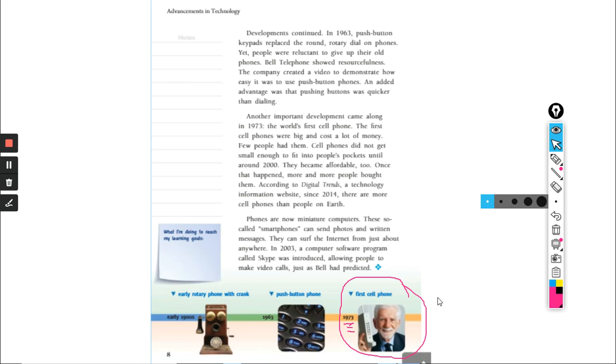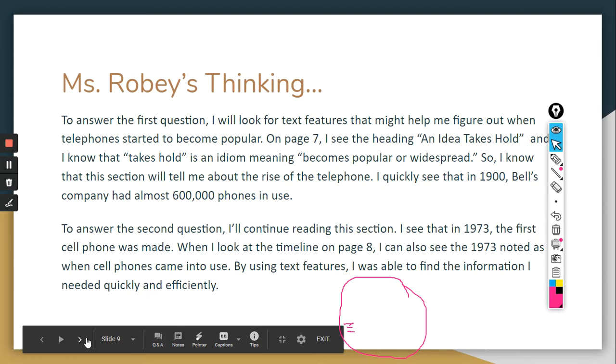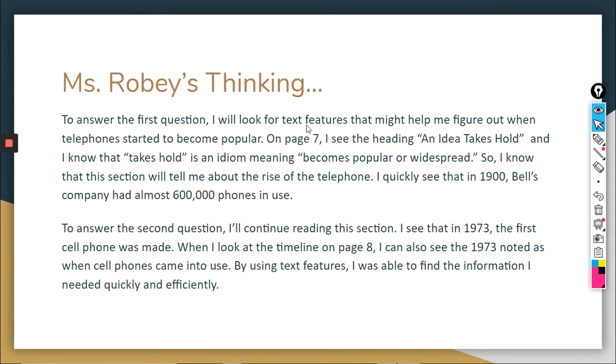When did cell phones start to become popular? So by using those text features, Miss Ruby was able to really answer those questions pretty quickly. And so here was my thinking. It says, to answer the first question, I looked at the text features that might help me figure out when telephones started to become popular. On page 7, I saw the heading, an idea takes hold, and I know that takes hold is an idiom meaning becomes popular or widespread. So I know that this section will tell me about the rise of the telephone. And I quickly see that in 1900, Bell's company had almost 600,000 phones in use.